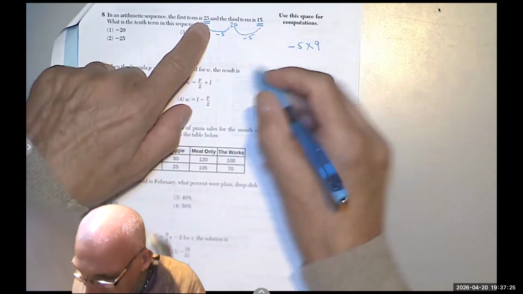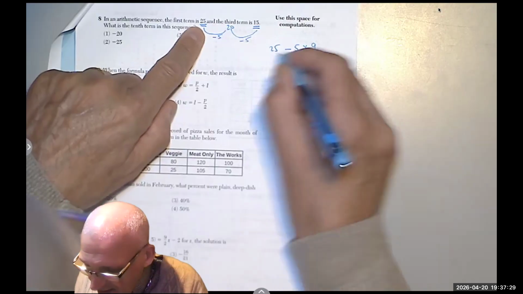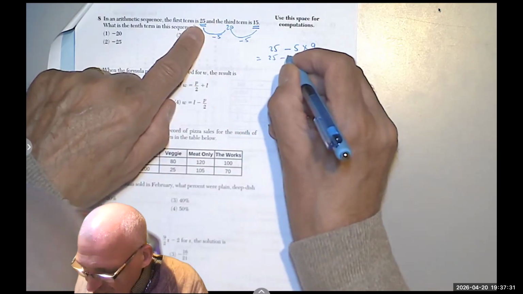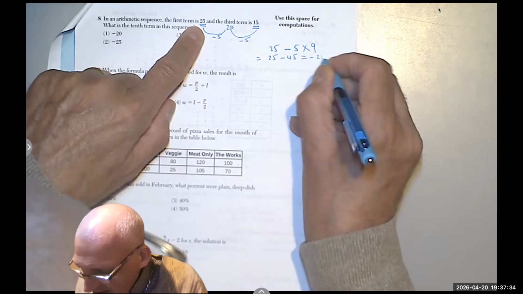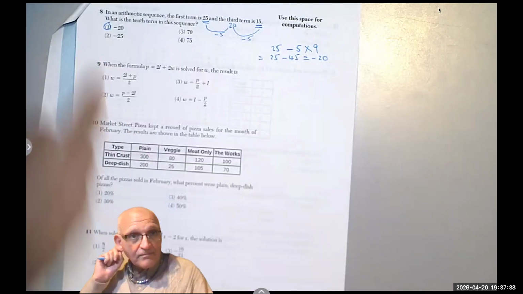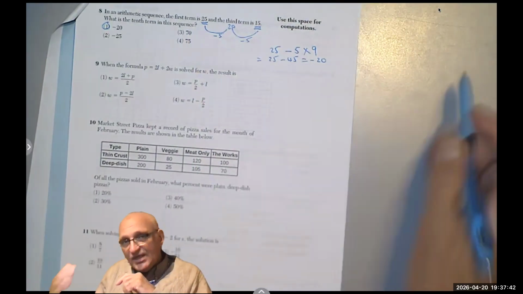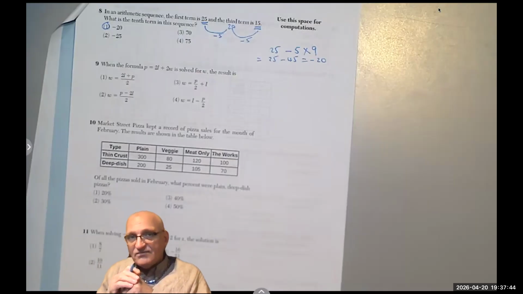The first number is 25, and then you subtract 5 times 9. It's 25 minus 45. It's -20. Number 1. Okay? From 1 to 9, we have 9 drops of 5.